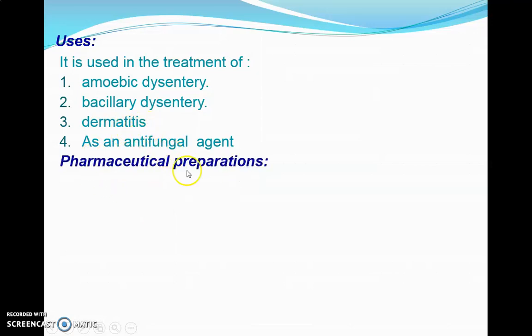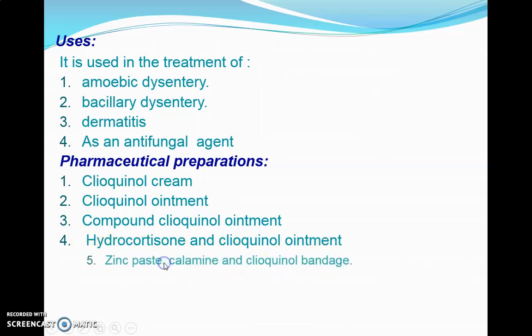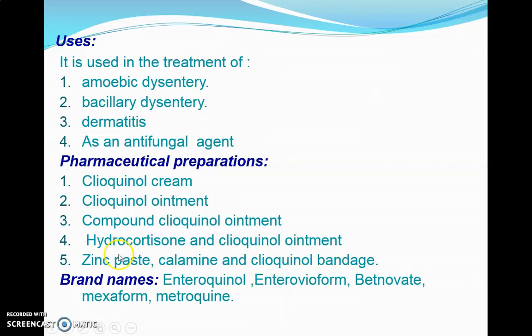Topically it is mostly applied in the form of a cream, as an antifungal and for dermatitis. Pharmaceutical formulations depending on use include Clioquinol cream for topical use, Clioquinol ointments and compound Clioquinol ointment, as well as steroid combinations such as betamethasone. With betamethasone it is the brand Betnovate, and hydrocortisone and Clioquinol ointments are again one of the formulations. Then zinc paste, calamine and Clioquinol bandage is again one of the formulations of Clioquinol.